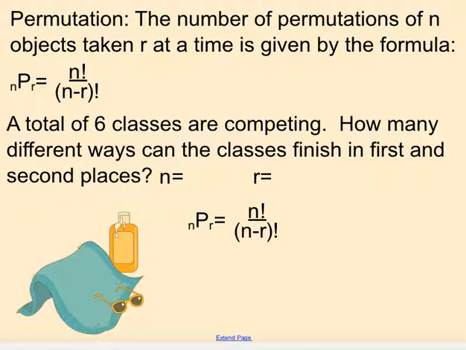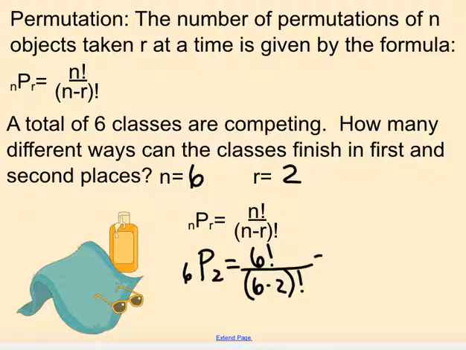Let's try it now if we still have those 6 classes, but we are only giving prizes to the 1st and 2nd places. So we only have 2 spots for them. We plug it into our formula: 6 permutation 2 is equal to 6 factorial over 6 minus 2 factorial. That's really 6 factorial over 4 factorial. And just like on the other page, lots of those are going to cancel out, and we end up with just 6 times 5, or 30 different ways that that can happen.